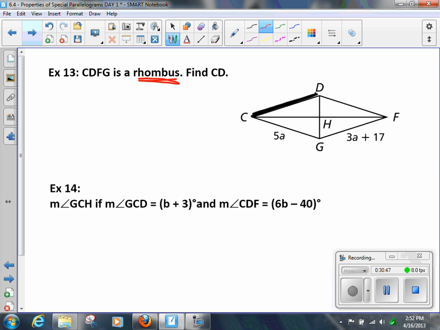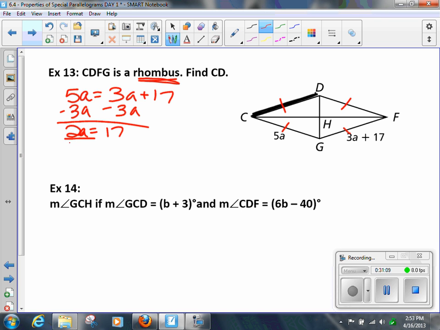Well, what do you know about all the sides in a rhombus? They're all equal to the same thing. So this is congruent to this, this is congruent to this, congruent to this. How am I going to solve for that measure? 5a equals 3a plus 17. Subtract 3a. You get 2a equals 17. Divide by 2. Yeah, 8.5. And 8.5 is my answer, right?